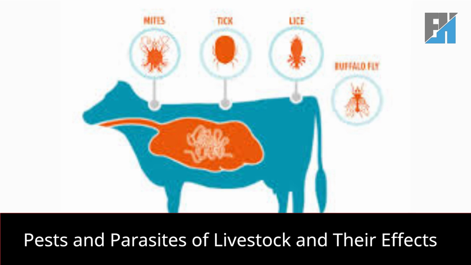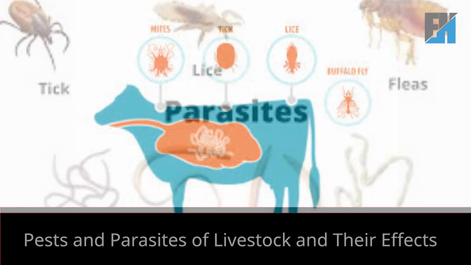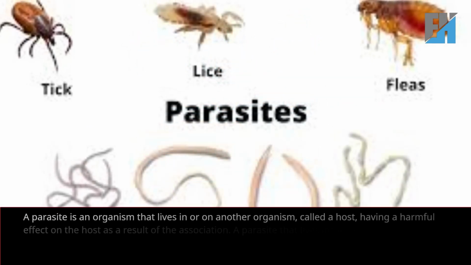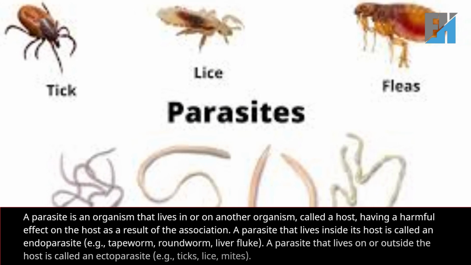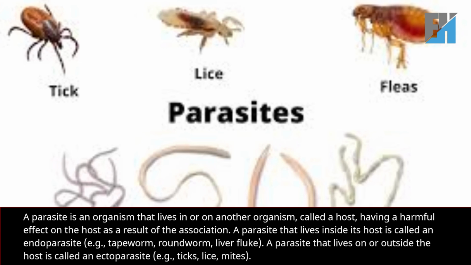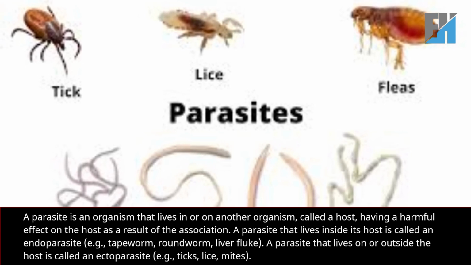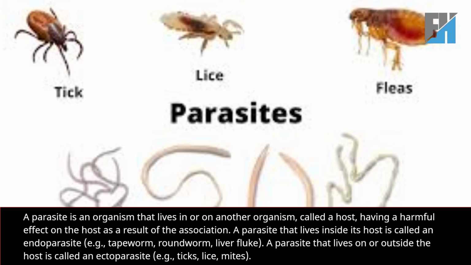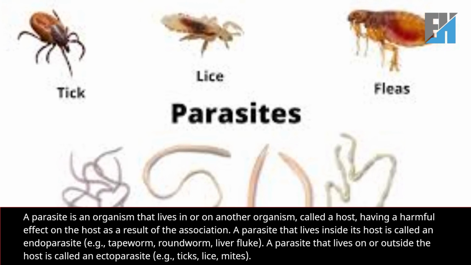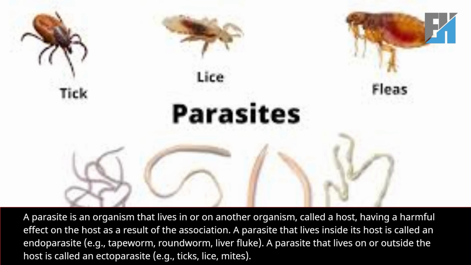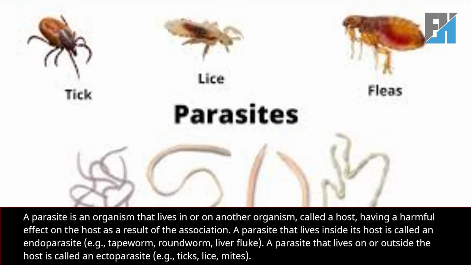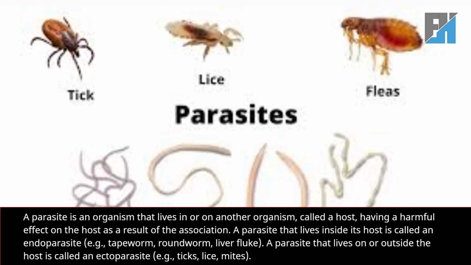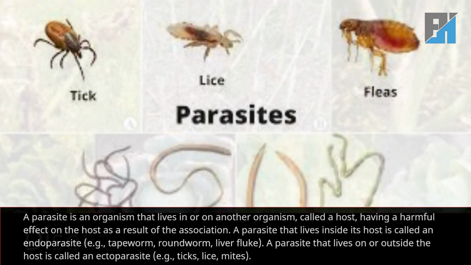Pests and parasites of livestock and their effects. A parasite is an organism that lives in or on another organism, called a host, having a harmful effect on the host as a result of the association. A parasite that lives inside its host is called an endoparasite, e.g., tapeworm, roundworm, liver fluke. A parasite that lives on or outside the host is called an ectoparasite, e.g., ticks, lice, mites.